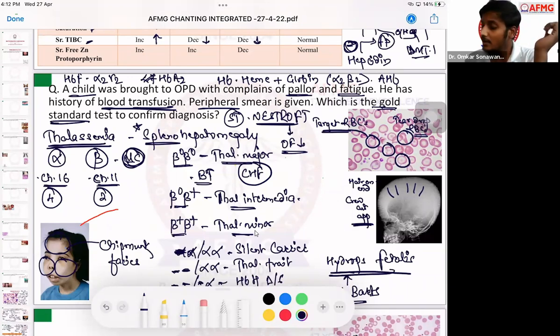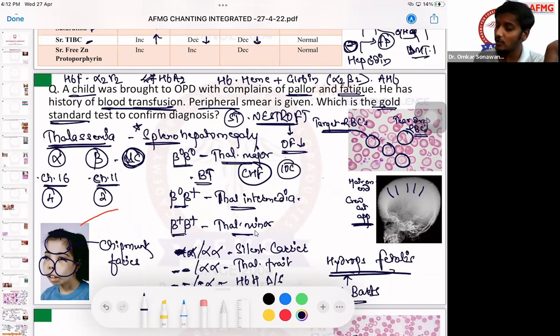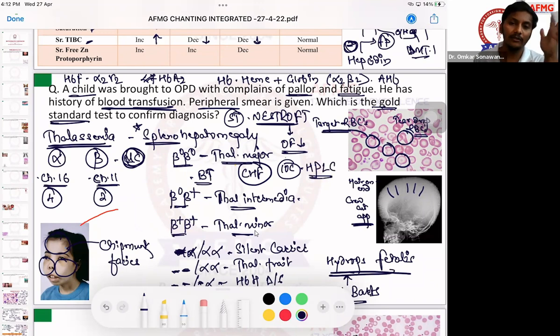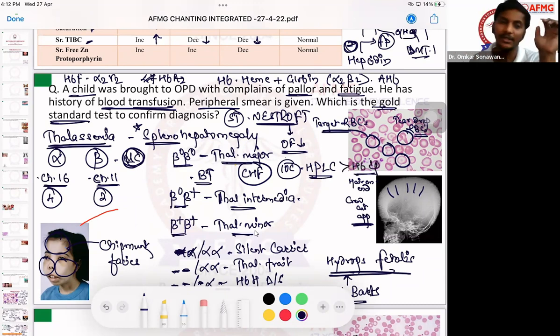Very good. Quickly tell me, what is the investigation of choice and what is the gold standard test which our question is asking you? The investigation of choice is HPLC, that is high performance liquid chromatography, followed by Hb electrophoresis. If you don't have this as an option, then definitely hemoglobin electrophoresis would be checked. Mentzer index is calculated, and it would be high, but please remember it is not the investigation of choice.